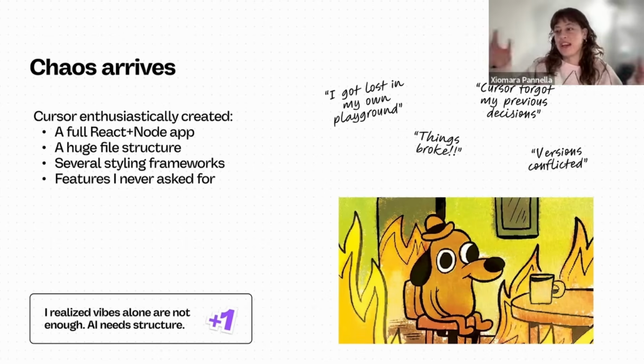Cursor started to create a really complex app. That wasn't the goal that I had at the beginning. I wanted to create the portfolio. So basically, without knowing, I had a huge file structure, several styling frameworks, features that I never asked for, and things broke. But the problem wasn't Cursor. The problem was that I wasn't being really structured, or the way that I was talking to it was not the right one. AI will always over-engineer when you're not specific, right?